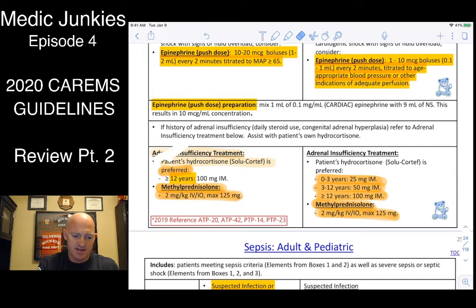Another thing that's kind of hidden in here, adrenal insufficiency. Now, if a patient has hydrocortisone or Solu-Cortef prescribed, they want us to use their medication, okay? That's what they need. If they're greater than 12 years old, give them 100 milligrams IM. On the right side there with the pediatrics, you can see that there's different ages, and you'll either give 25, 50, or 100 milligrams IM. If you don't have hydrocortisone, like you typically probably won't, give them Solu-Medrol, 2 milligrams per kilogram IV/IO, up to the max of 125 that we do for adults.